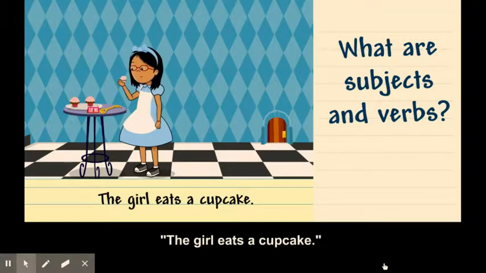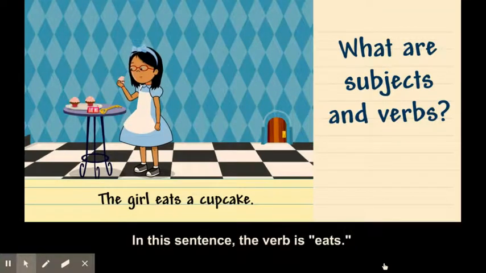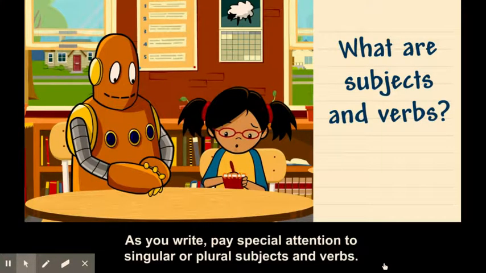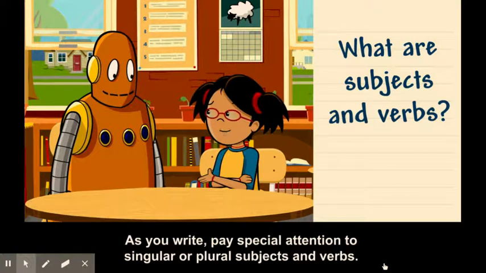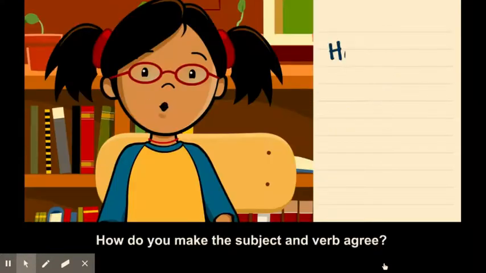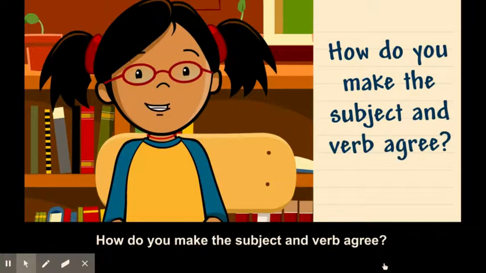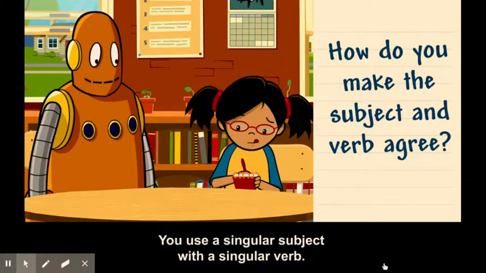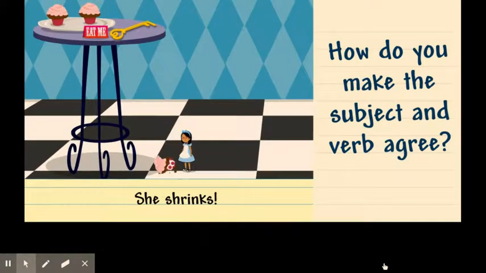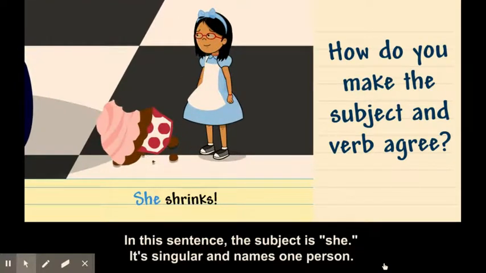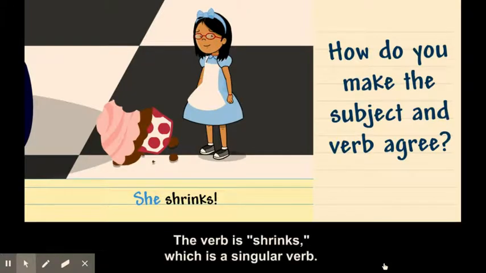A verb is a word that describes an action. The girl eats a cupcake. In this sentence, the verb is eats. It describes what the girl does. As you write, pay special attention to singular or plural subjects and verbs. How do you make the subject and verb agree? You use a singular subject with a singular verb. She shrinks. In this sentence, the subject is she. It's singular and names one person. The verb is shrinks, which is a singular verb.